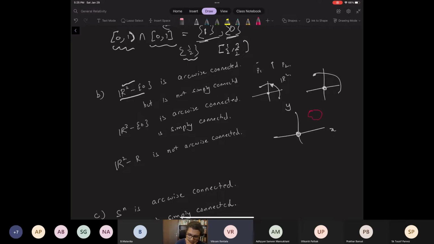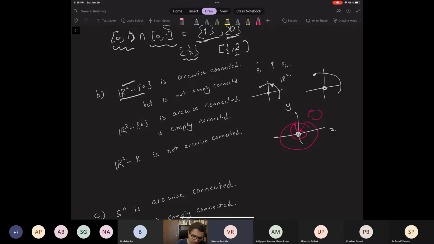So this loop can be continuously shrunk to a point, but this loop cannot be continuously shrunk to a point, because I would have to pass through 0, and 0 is not part of my topological space anymore. Okay, so if I go on deforming it, I can do this, but I can never quite shrink it to 0 because it's always circling that hole in the space.